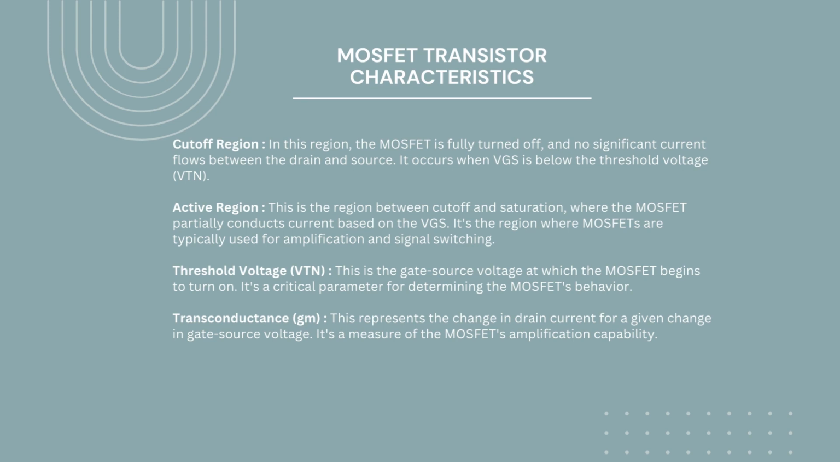Transconductance is again an important term. It represents the change in drain current for a given change in gate to source voltage. It is a measure of the MOSFET's amplification capacity.